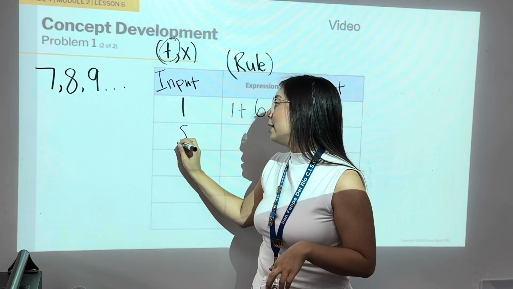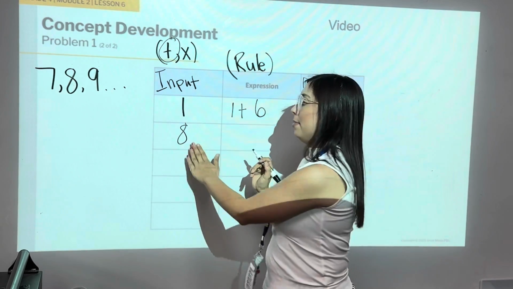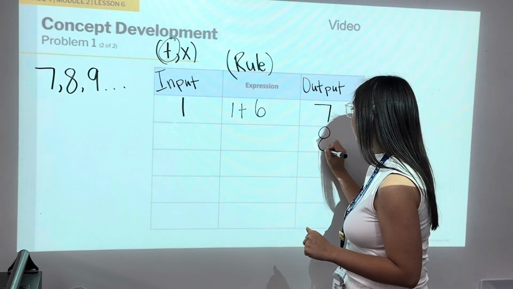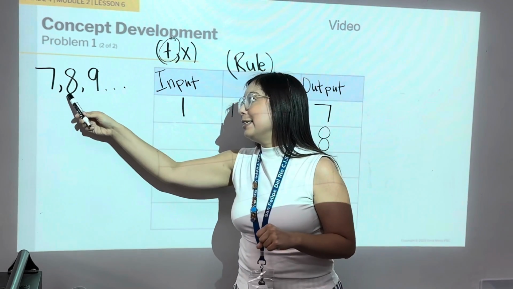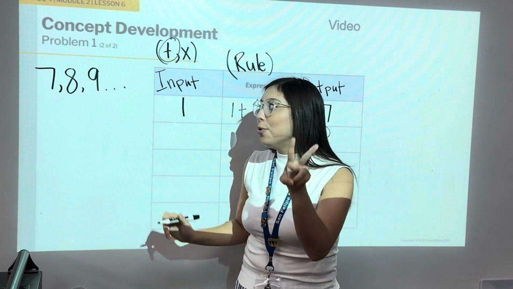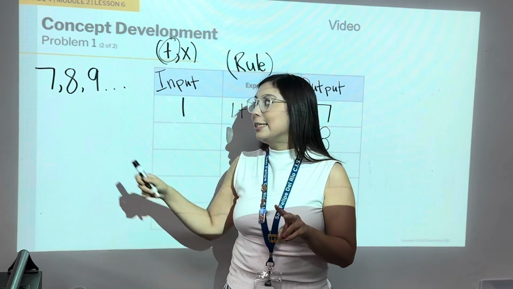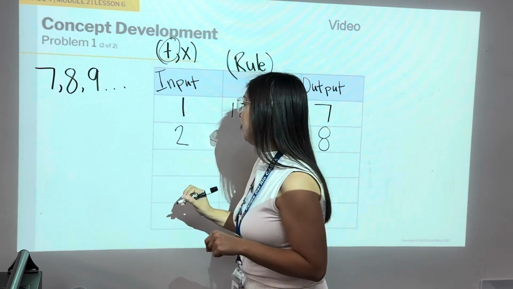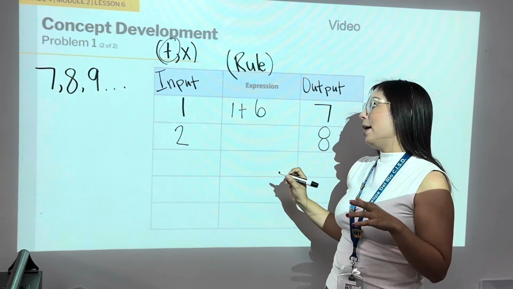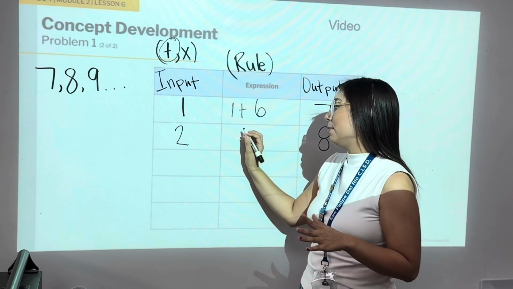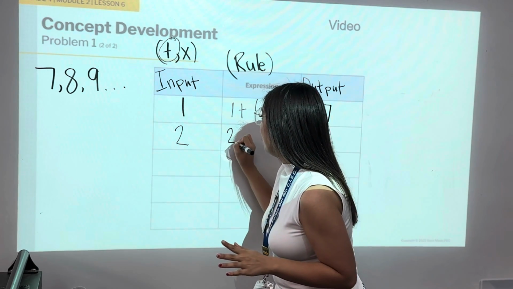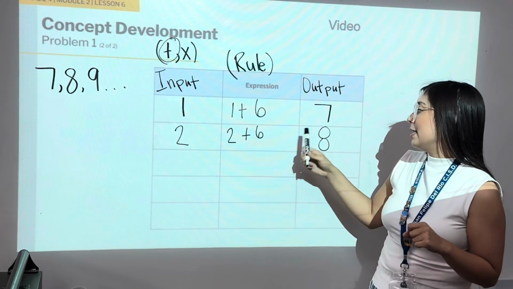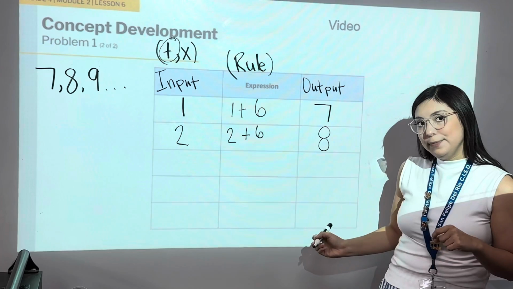But I'm not going to write 8 here, remember, because 8 is my output. 8 is number 2 in this sequence, right? Its position is number 2. So I move on to number 2. Now I'm going to do the same thing, right? 2 plus 6 equals 8, okay?